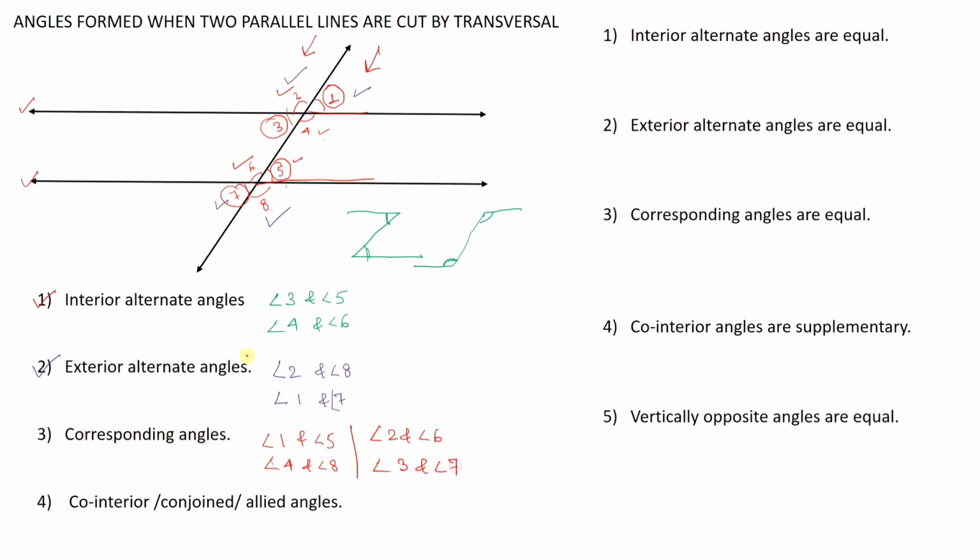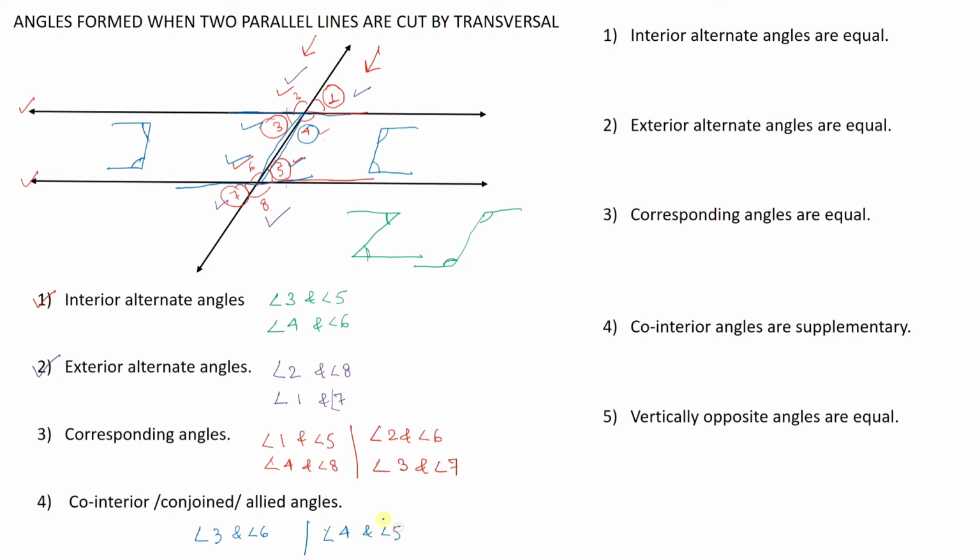Okay, next one is co-interior or co-joined or allied angles. If I consider this diagram, if you find a structure like this, then these two angles are co-interior angles. Okay, so I have got a structure like this here. So angle 3 and angle 6 will be co-interior angles, and there is one more. If I find a structure like this, then this angle and this angle will be co-interior. So look at this here. Angle 4 and angle 5 will be co-interior angles. So first you have to understand this diagram very nicely.